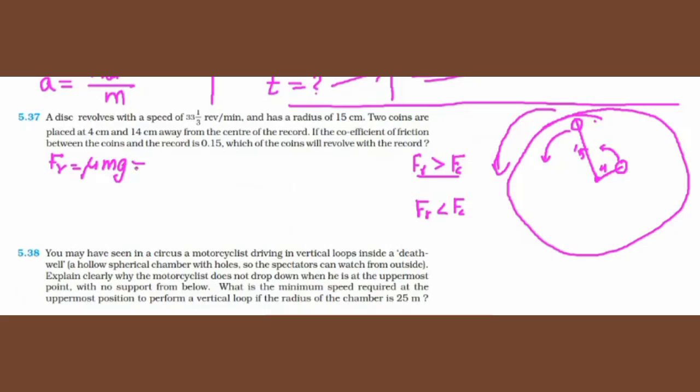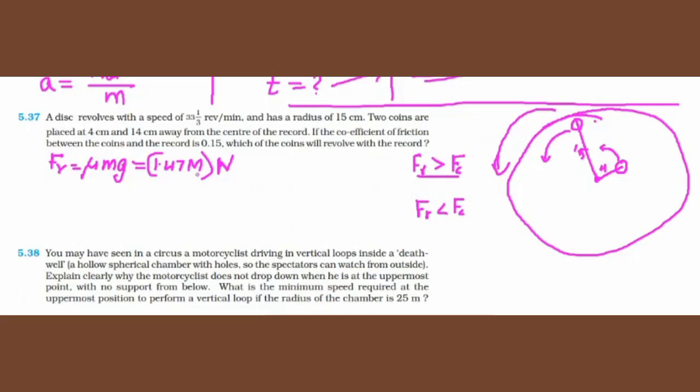But in this case, you can substitute the value of mu and g. M is not given. Therefore, you just substitute the value of mu and mg and find the answer in terms of m. I think you will get the answer around 1.47 m Newton. That is friction. Find in terms of m.